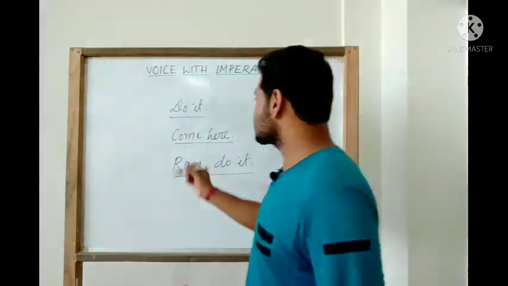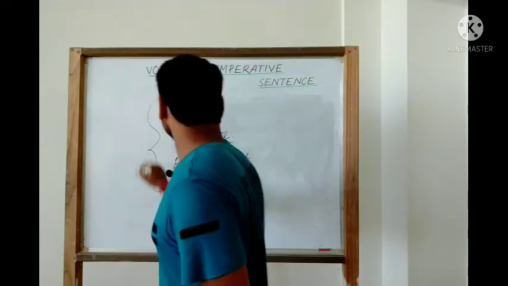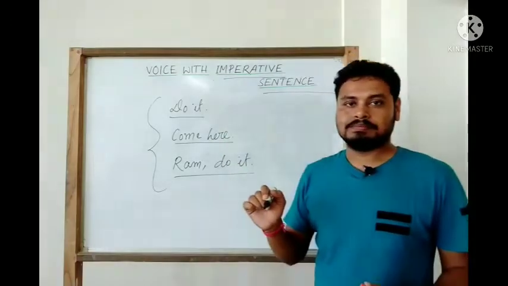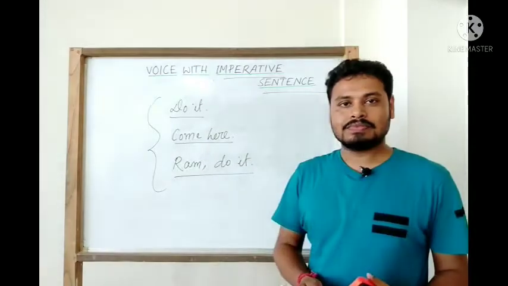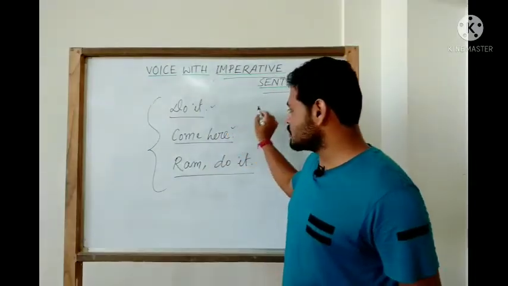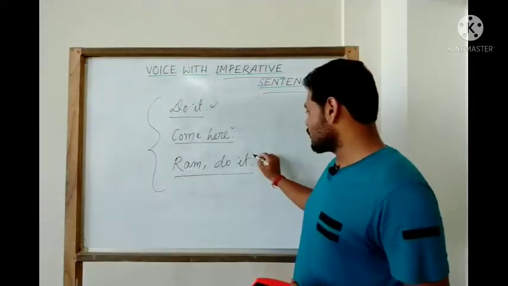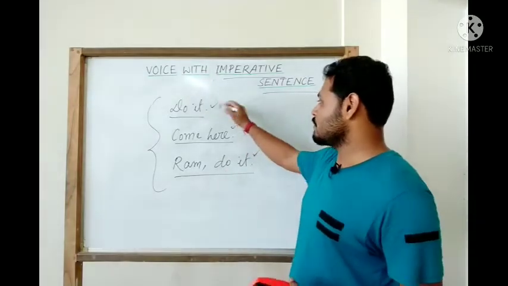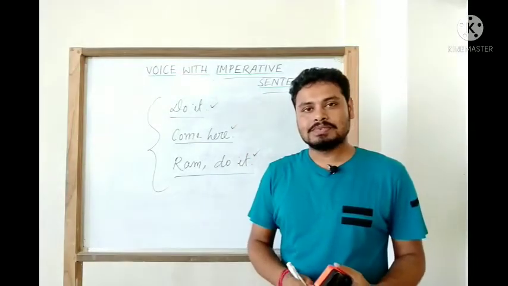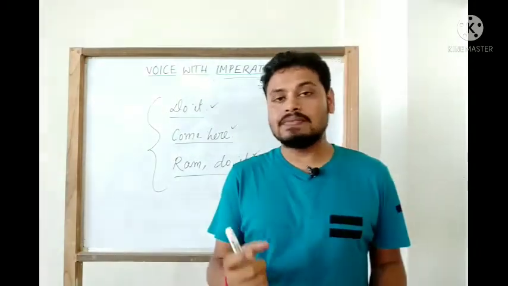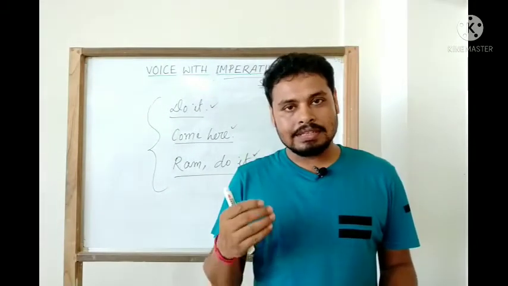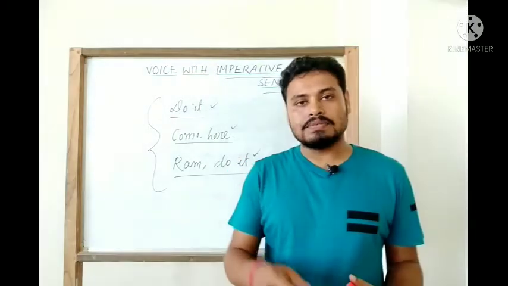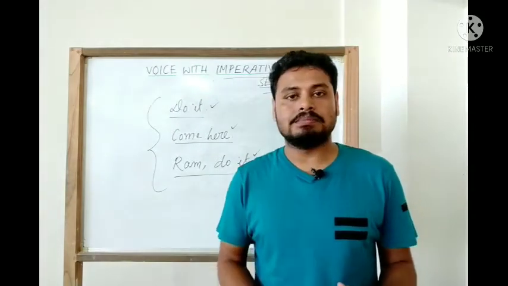Interestingly, all these three are imperative sentences, but all are different. This one is different from this one. This one is different from this one. Again, this one is different from this one. And this one is different from these two. So if you look very carefully, there we have three kinds of imperative sentences if we try to categorize them.